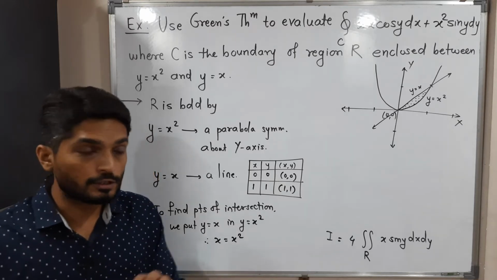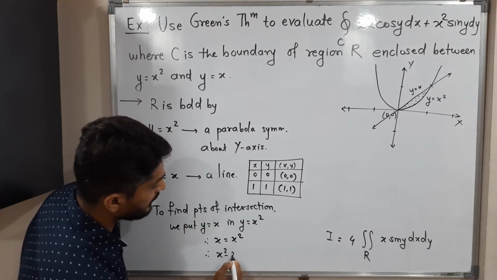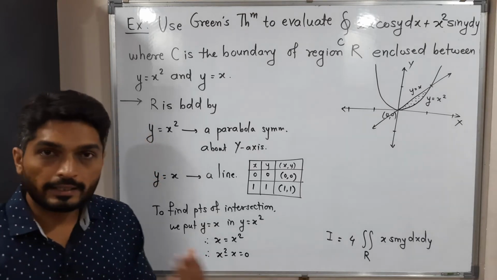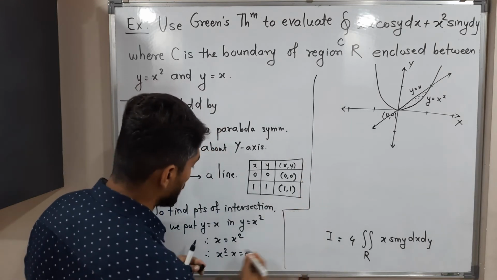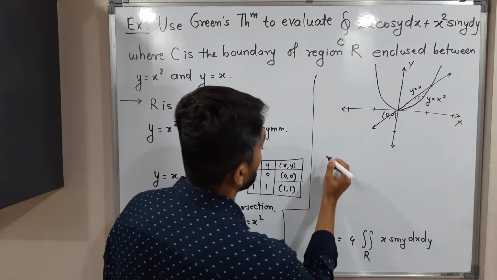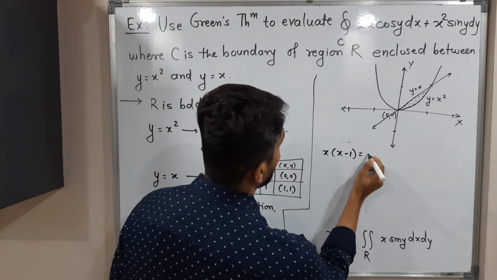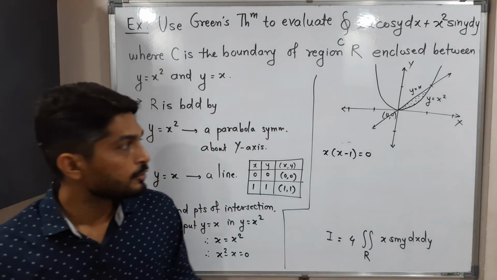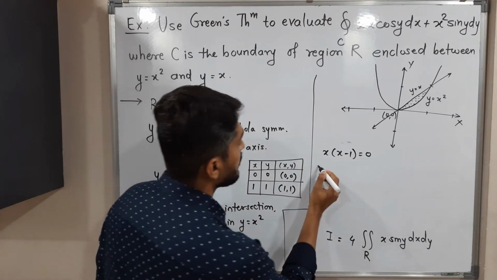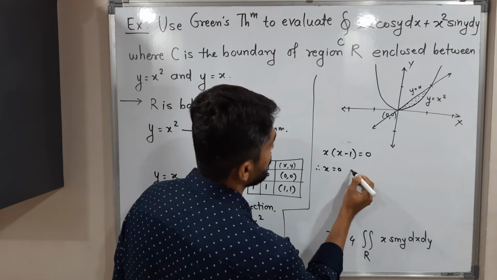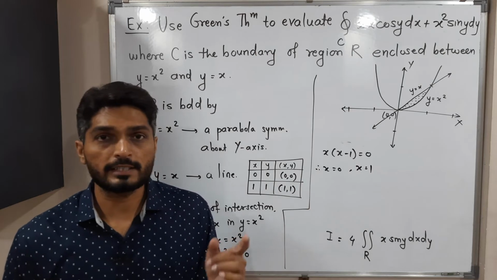Let us shift all the terms to one side. So you will have x squared minus x is equal to 0. I can take x common. So if you take x common, you will have x(x minus 1) is equal to 0. So the product is 0. That means either the first one is 0 or the second one is 0. Therefore x is equal to 0 or x minus 1 is 0, that means x is equal to 1. So there are two possible values of x, either 0 or 1.